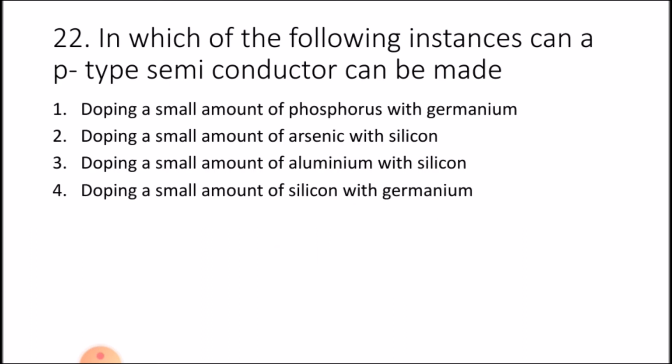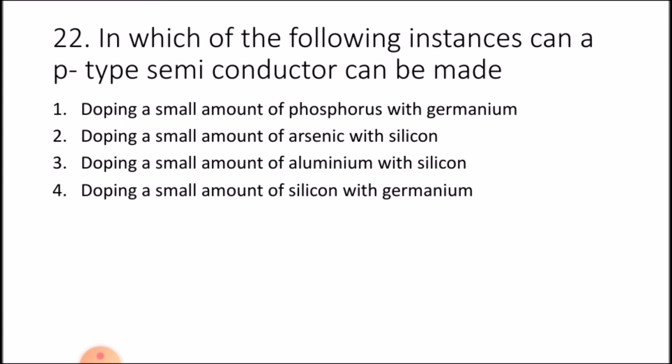Question number 22. In which of the following instances can a p-type semiconductor be made? First one, doping a small amount of phosphorus with germanium. Doping a small amount of arsenic with silicon. Doping a small amount of aluminium with silicon. Doping a small amount of silicon with germanium.